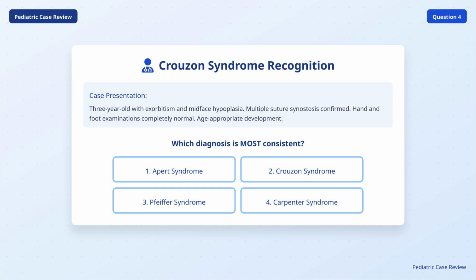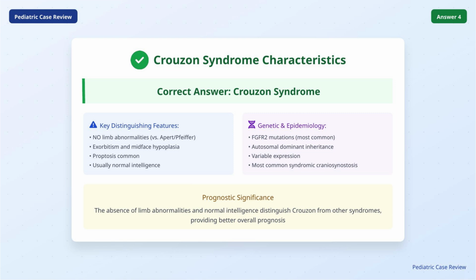A 3-year-old child presents with exorbitism and midface hypoplasia. Multiple suture synostosis is confirmed radiographically. Hand and foot examinations are completely normal. Developmental assessment shows age-appropriate intelligence. Which diagnosis is most consistent with this presentation? Option 1, Apert syndrome. Option 2, Crouzon syndrome. Option 3, Pfeiffer syndrome. Option 4, Carpenter syndrome. The correct answer is Crouzon syndrome.